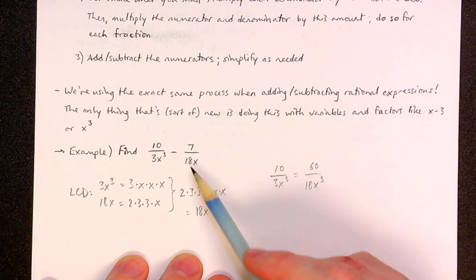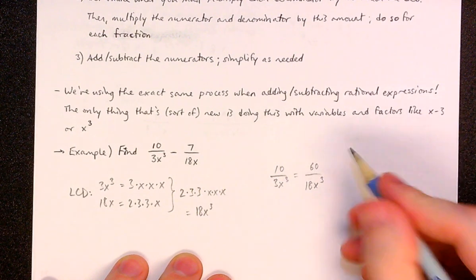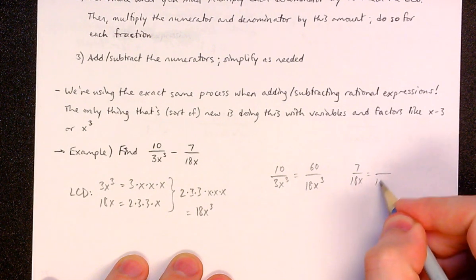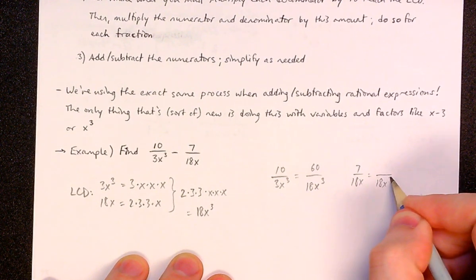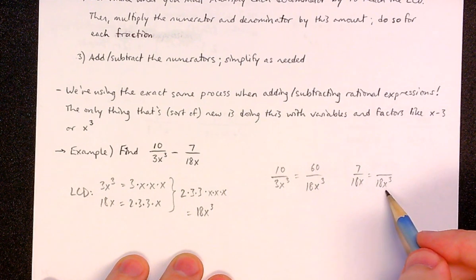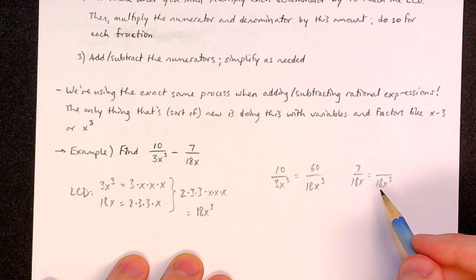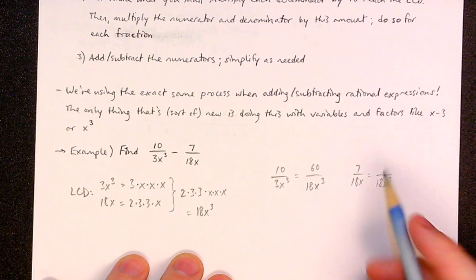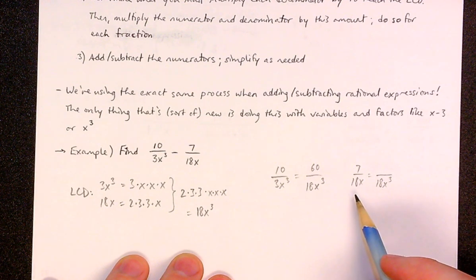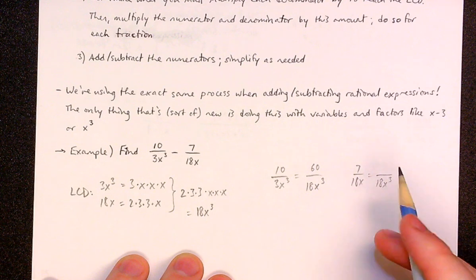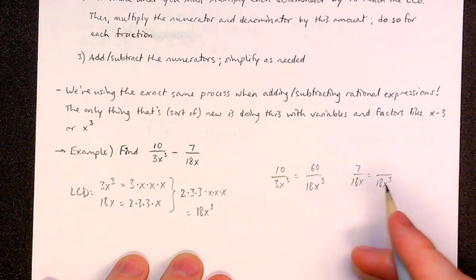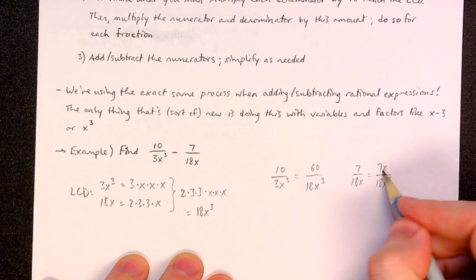I'm going to do the same thing with the 7 over 18x. What do I have to multiply 18x by to give me 18x cubed? Well, if you again do some mental math, or if you do 18x cubed divided by 18x, you'll get x squared. So I have to multiply the bottom by x squared to get me here. So I multiply the top by x squared as well.